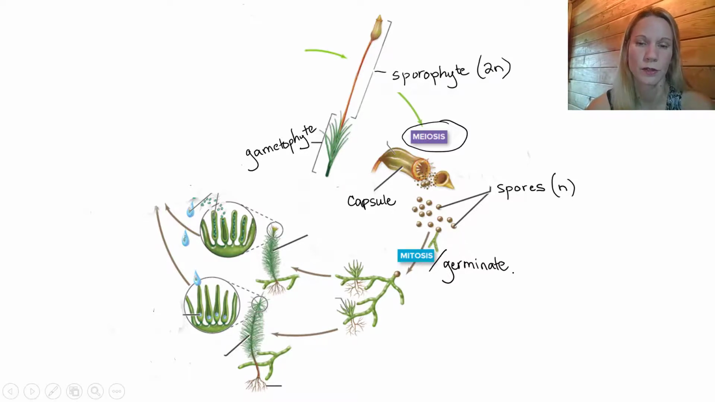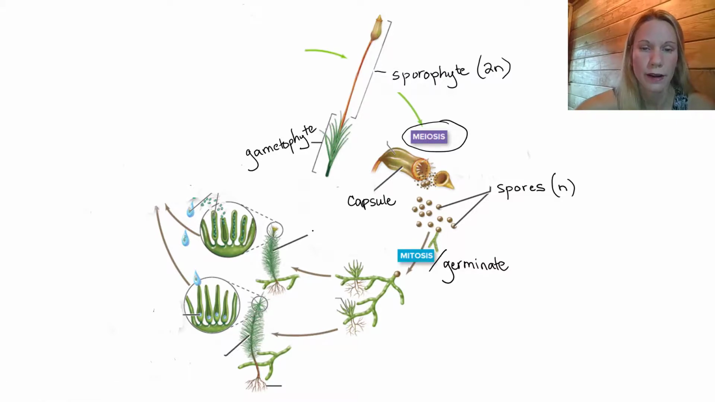So a haploid spore will germinate and begin to grow into multicellular little branches. It starts to sprout into green structures that are only a few centimeters tall. These are the gametophytes. Now, I would like you to know that there's a male gametophyte and there's a female gametophyte.